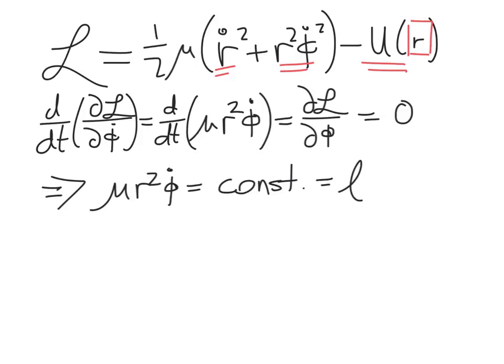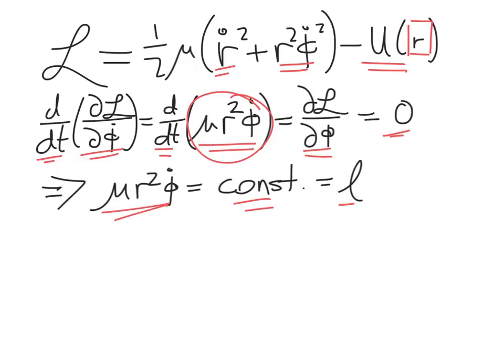Now we apply our Euler-Lagrange equation to the phi coordinate. We find that the time derivative of the generalized momentum for phi is given by this. The Lagrangian does not depend on the coordinate phi at all. Therefore, this term right here is a constant. So mu r squared phi dot is a constant. And it turns out that that's actually the angular momentum for the system. So mu r squared phi dot is just the angular momentum for the system, and that is a constant.